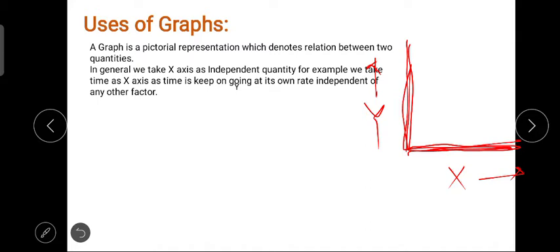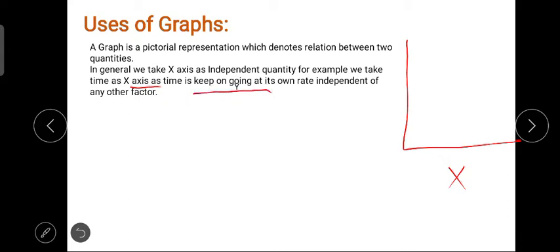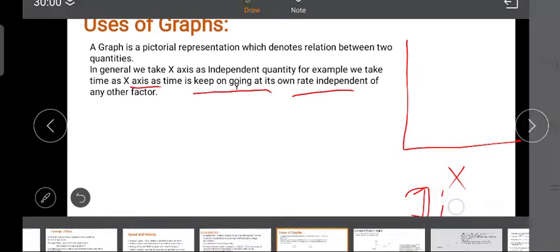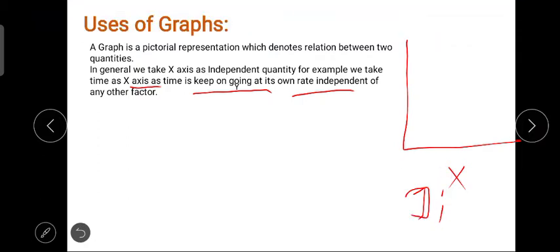In general, we take x-axis as the independent quantity. So independent quantity on x-axis. For example, if we take time as x-axis, as time keeps going on, it has its own value, that means time cannot be stopped for a person or anything. That is the independent one. So always we take the time on x-axis.